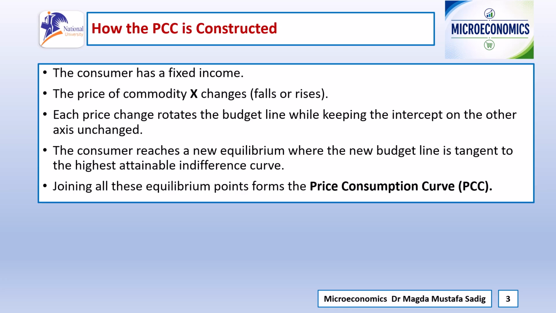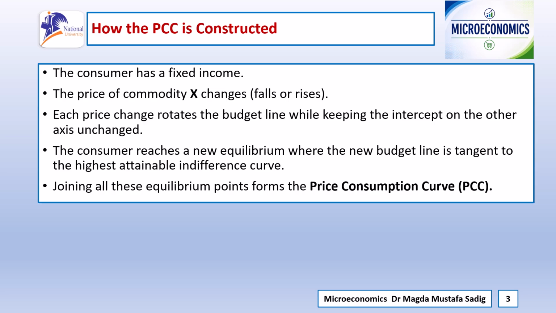How the PCC is constructed. Now let us see how we construct the PCC. First, assume the consumer has a fixed income. Second, the price of biscuits remains constant. Third, only the price of cheese changes. Every time the price changes, the budget line rotates, meaning that it changes its place. The consumer then chooses the combination of goods that gives the highest possible satisfaction. And this occurs when the budget line is tangent to the highest attainable indifference curve.